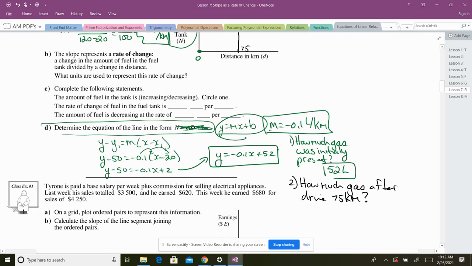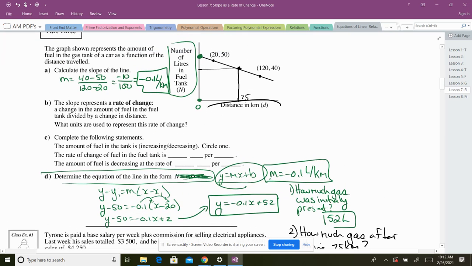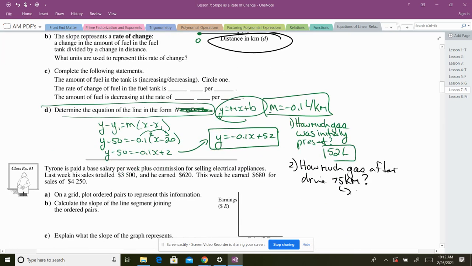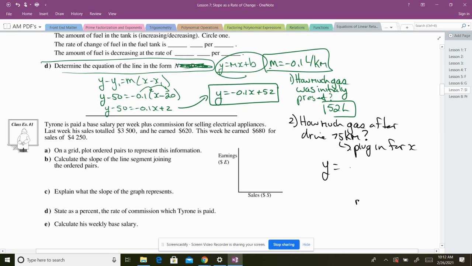Peoples, we have the equation. What is 75 kilometers? Kilometers is what? X or Y? It's X, right? So where do I put the 75 kilometers? In for X in your equation. So you go y is equal to negative 0.1 times 75 plus 52.